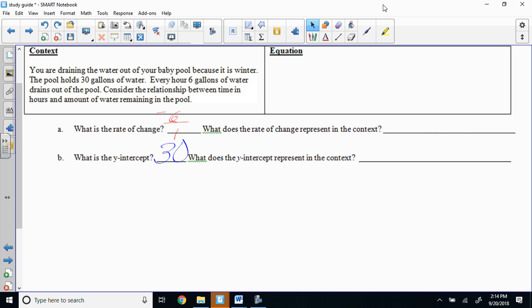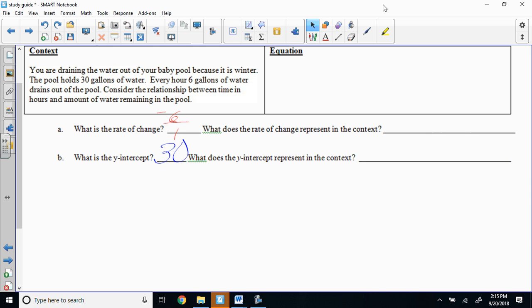Now, it's what you have in the very beginning, before anything ever happens. That's what the y-intercept is, right? Because your x value is 0, and your x value is something normally that's happening. For this, x is just time, in hours. Before you even begin, we have 30 gallons in that little swimming pool. That's what it means. The y-intercept in a contextual standpoint means I have 30 gallons in there before we even do anything, before it even starts to drain.